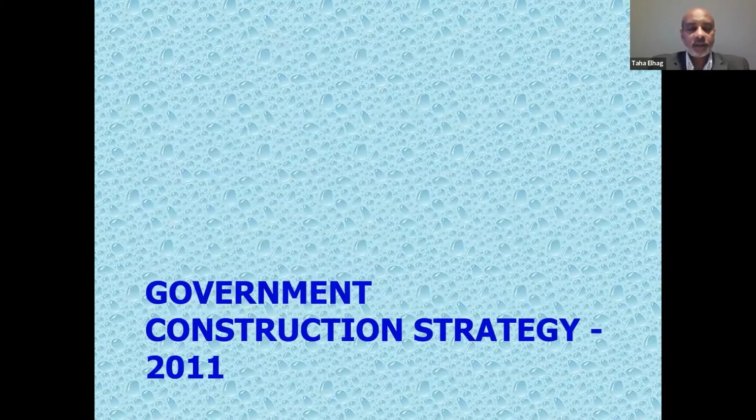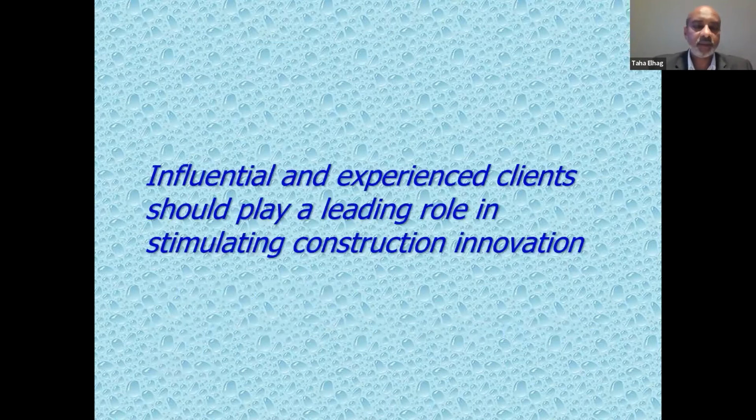Now, when we look at the government strategies and initiatives in a little bit more detail, we can look at some examples like the 2011 strategy and also the 2025 one. We will look at that also in a minute. So the idea is: who is going to play the key role in leading innovation in construction? And there is pretty much an agreement that influential clients can have the most important role in leading innovation and creativity in the construction sector.